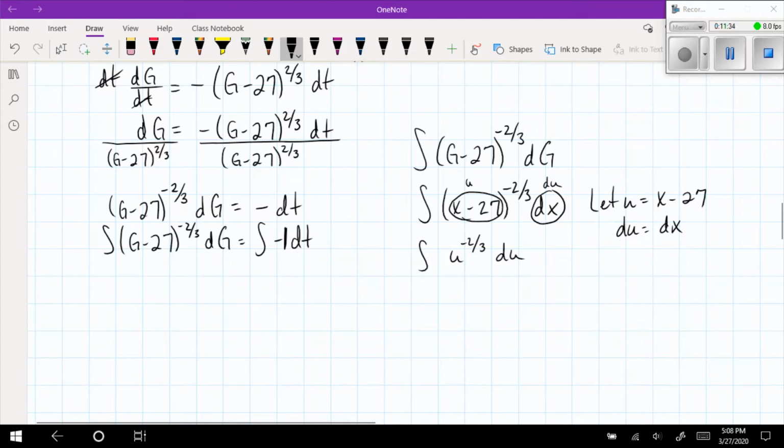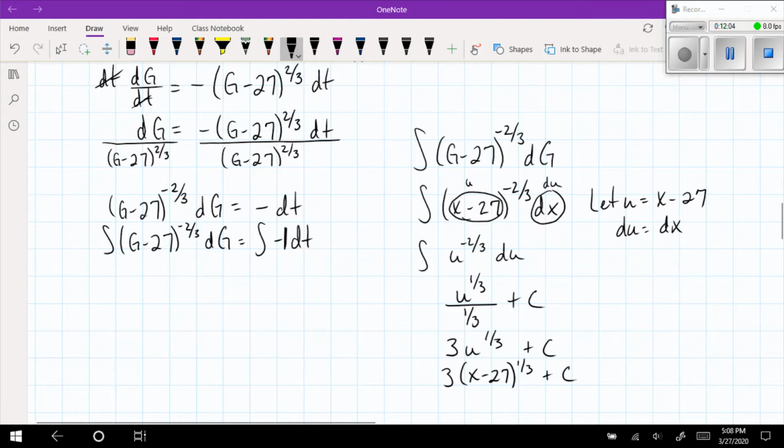And when I integrate u to the negative 2/3, I simply use the regular power rule. This is u to the 1/3 divided by 1/3. Of course, we have a plus c on the end of that. This gives me 3u to the 1/3 plus c. Everything's good there. And I suppose you could bring that u back in. This gives me 3 times x minus 27 quantity to the 1/3 plus c.